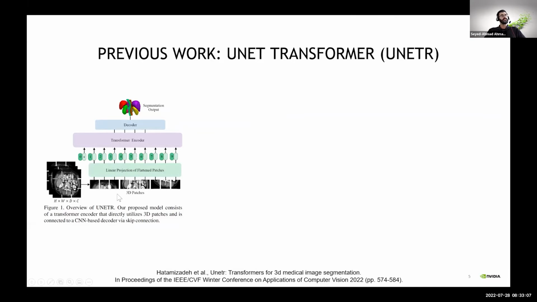Basically, the idea is that a UNET transformer architecture consists of a transformer encoder. It directly utilizes 3D patches, and those 3D patches get encoded together with some spatial encoding. The encoder result gets forwarded via skip connections to a CNN-based decoder, very similar to the decoder branch of a UNET, which then creates the segmentation output maps.